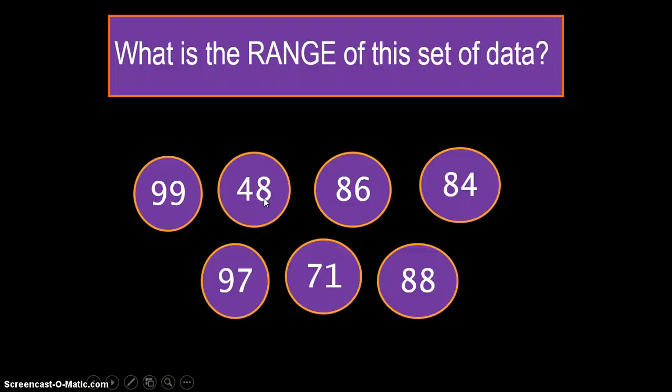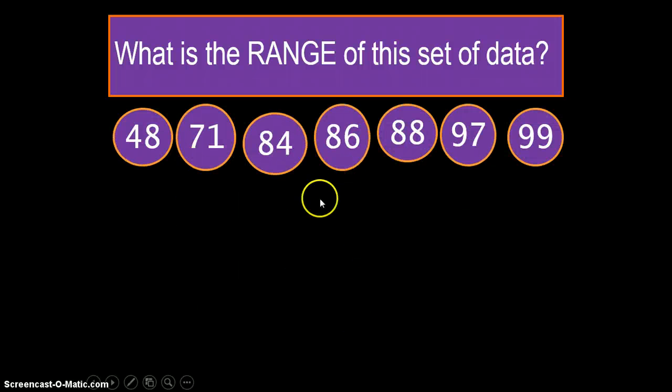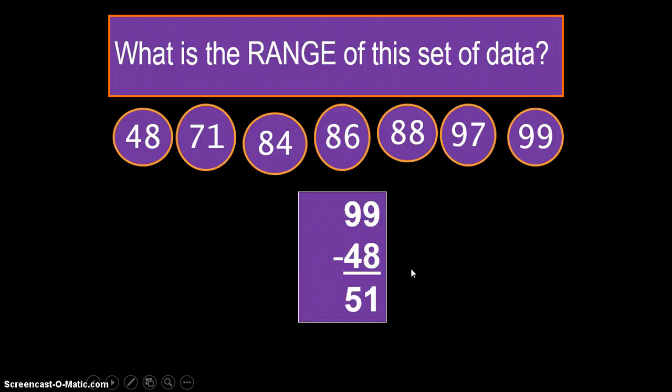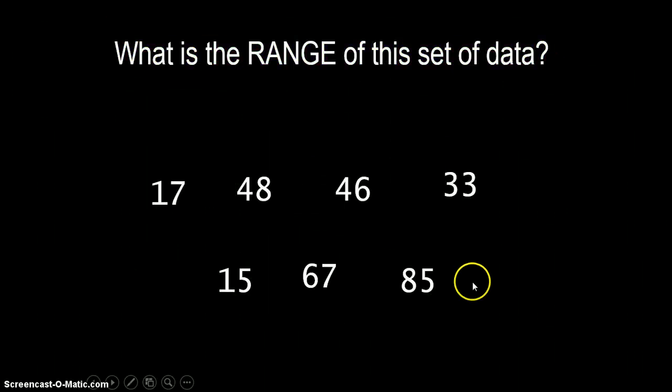That's what I see. And the largest is 99. Alright, so this is the biggest guy, and that's the smallest guy. I'm going to subtract those, so there it is in order: 48, 99, smallest, largest. Subtract the two, and I get 51. So the range for this data, the largest minus the smallest, is 51.